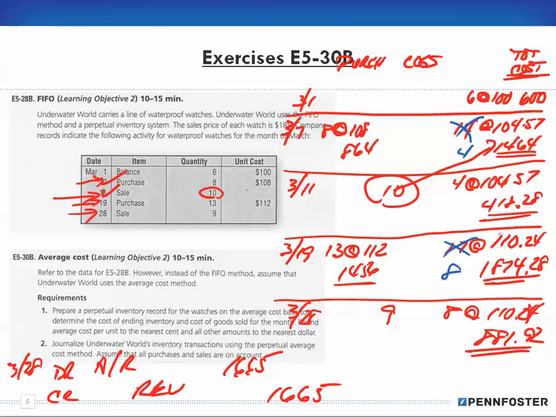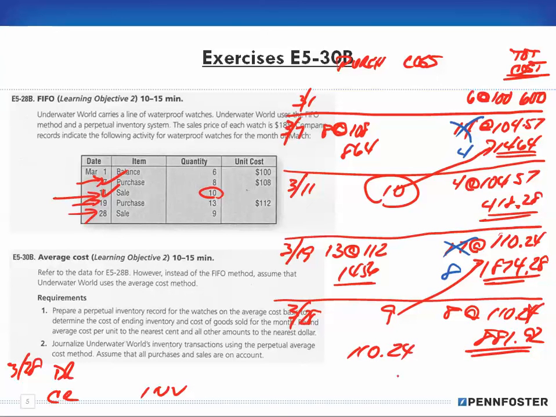And of course, when we make the sale, we have to take it out of inventory. So we credit our inventory, and it's 9 at 110.24, so that's 992.16. And of course, we have to debit our cost of goods sold for 992.16. Okay, so that's it for this problem.